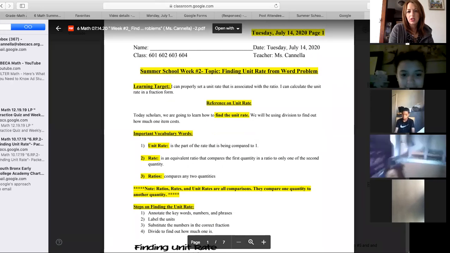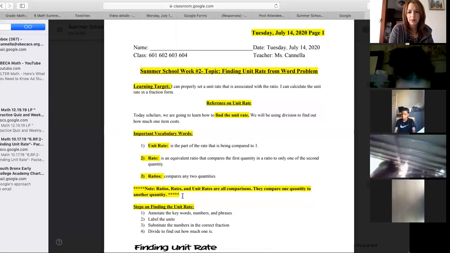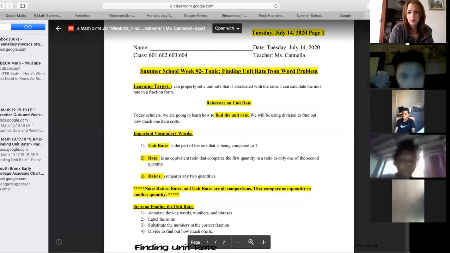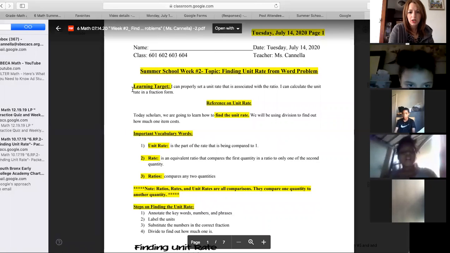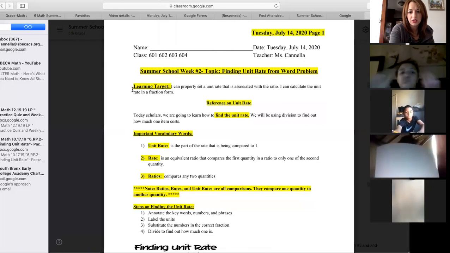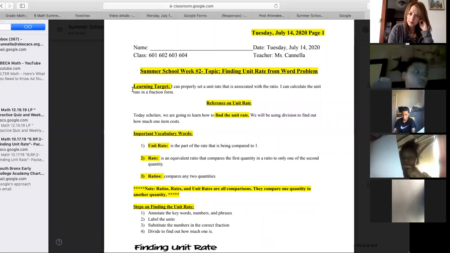So Leilani, can you read the learning target? And can you read up to the word quantity where it says vocab for me? Just unmute yourself. So you're going to read from learning target to the word quantity where it has the little stars, okay? Okay. Go ahead.